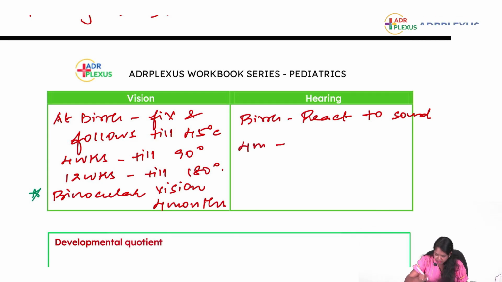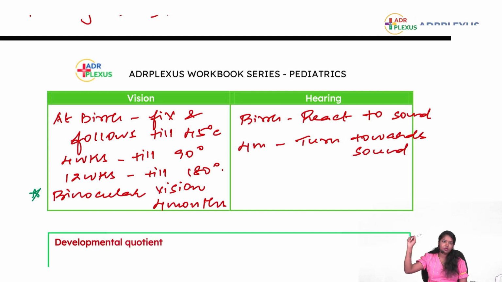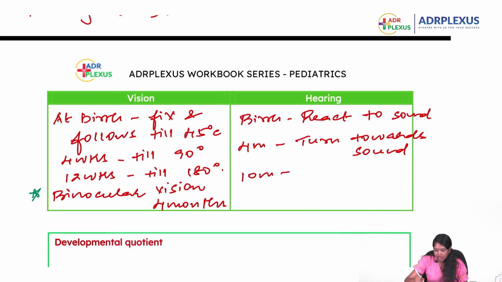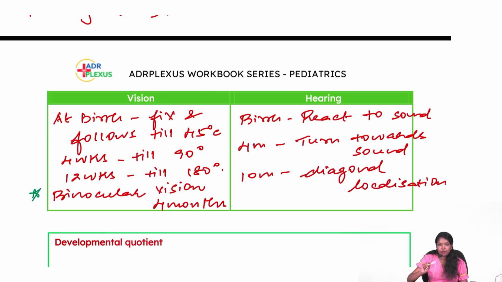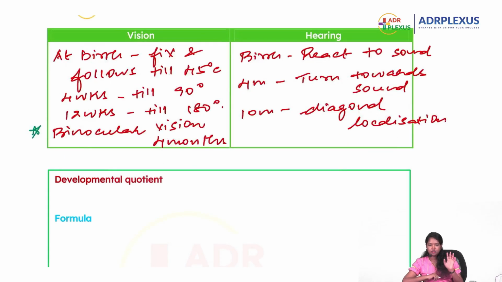Okay, around 4 months, the baby can turn towards sound. See, I am making a sound somewhere, so it can turn towards that direction. That is called turn towards sound. Around 10 months, the baby can have diagonal localization of sound. Diagonal localization means I am making a sound from there, a bell sound is coming, so the baby can see diagonally where the sound is coming from. That is 10 months.